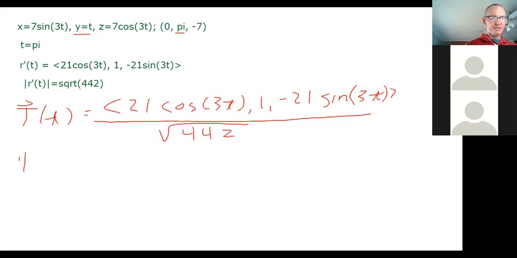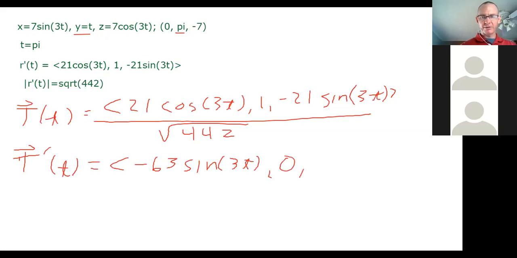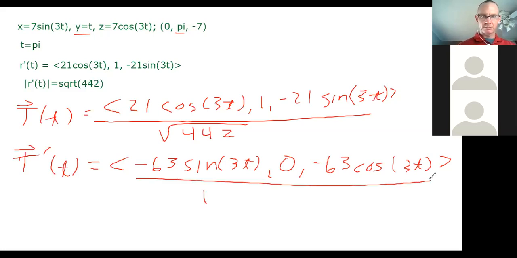All right, next we need to find our T prime. So negative 63 sine 3t, 0, negative 63 cosine of 3t, all over the square root of 442.